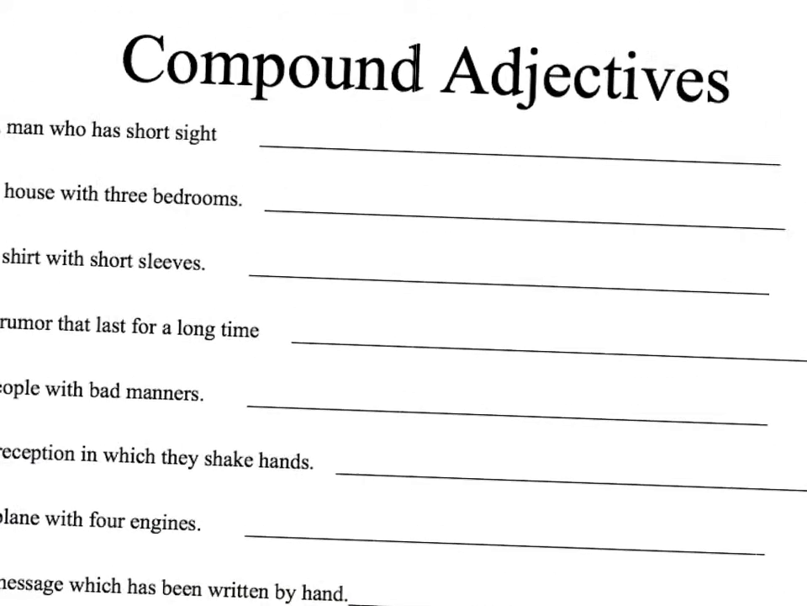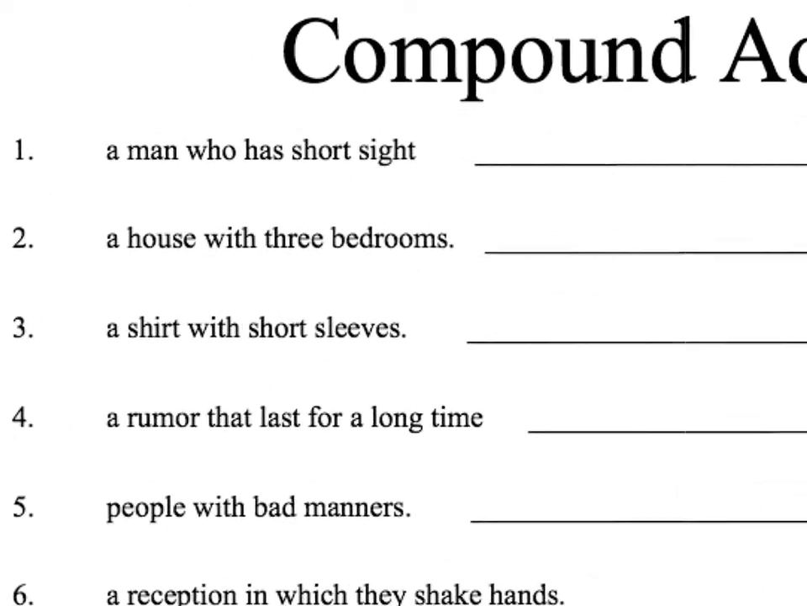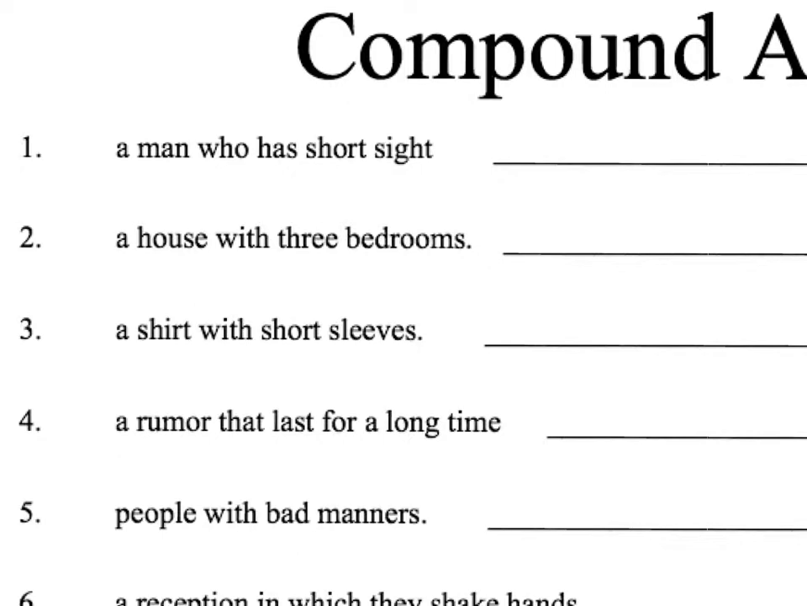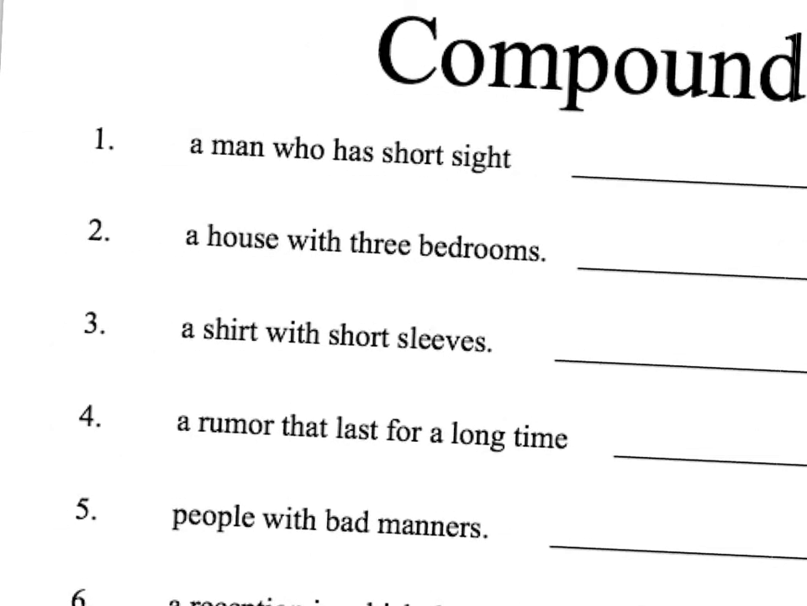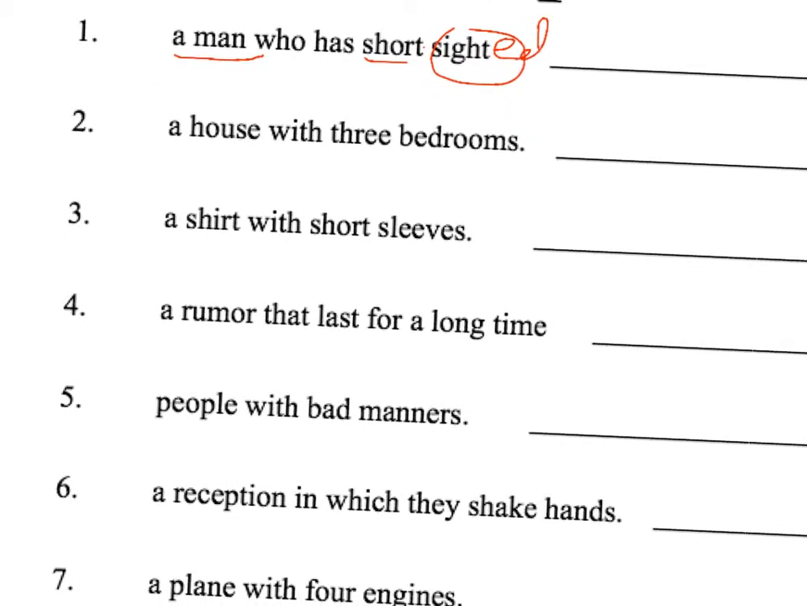We're going to do some examples now of compound adjectives, and I'm not going to write these out, I'll just explain them as we go along. The first one here, a man who has short sight is a short-sighted, don't forget the ed, a short-sighted man. Number 2, a house with 3 bedrooms, it's a number plus a noun, so you have a 3-bedroom, no s, a 3-bedroom house.